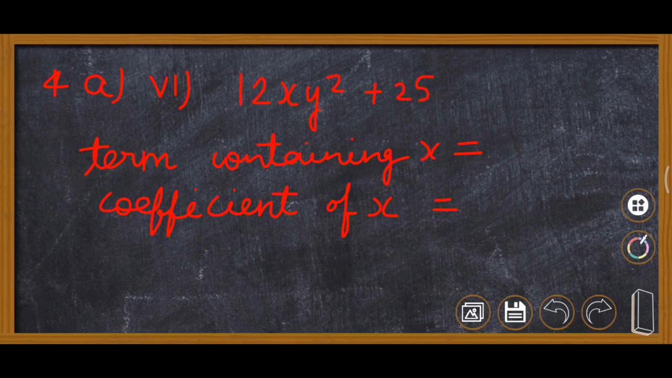Now this is sixth part, 12xy square plus 5. So here the term containing x is 12xy square. So here you can see the coefficient of x is 12y square.